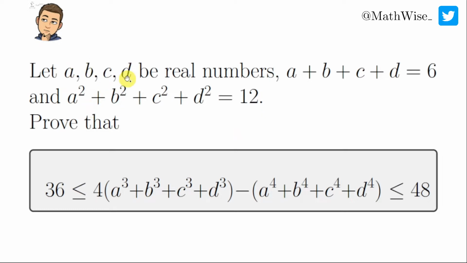We have a, b, c, d real numbers, and a plus b plus c plus d equals 6, and also the sum of the squares equals 12. We must prove this inequality that 4 times the sum of cubes minus the sum of powers of 4 is between 36 and 48 inclusive. So let us start to solve this problem.